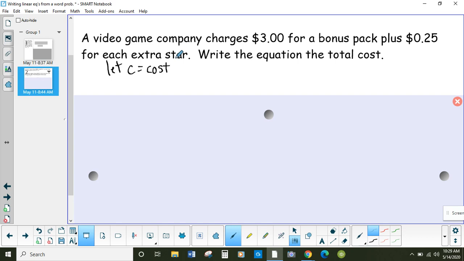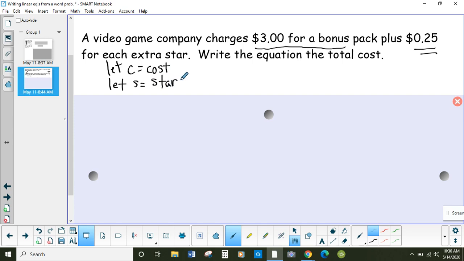All right, and what else is missing? It says a video game charges $3. So you're going to buy this bonus pack from this video game, right? And included in the bonus pack, you get some stuff. But if you want extra stars, every star you get is going to be an extra 25 cents. So it depends on how many stars you get, right? We don't know how many stars you want to buy. That could vary, so we use a variable. Let's say S equals extra stars.